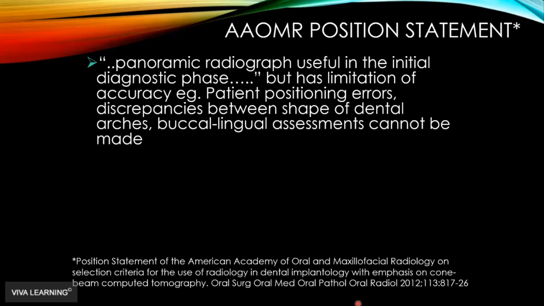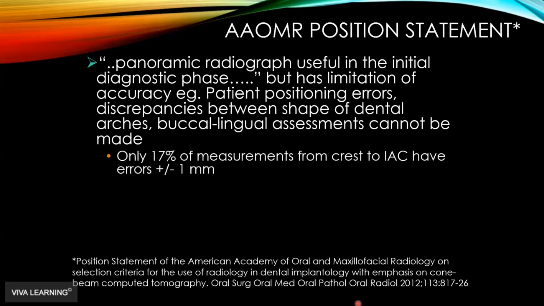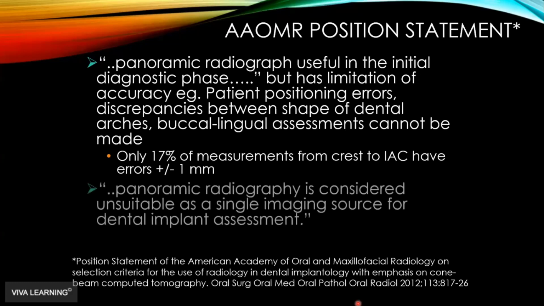But the AAOMR came out with their position statement in 2012 and basically said, while PANS might be useful in the initial diagnostic phase, it does have significant limitations because we cannot see those buccal and lingual dimensions. And plus, it's subject to a lot of positioning errors. And in fact, they found that only 17% of the measurements from the crest to the inferior alveolar canal have errors of plus or minus 1 millimeter. So the rest were more than that.